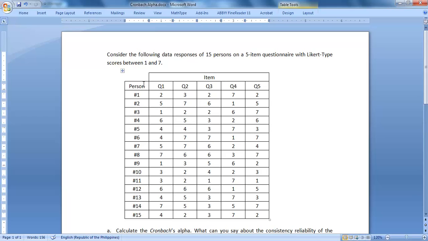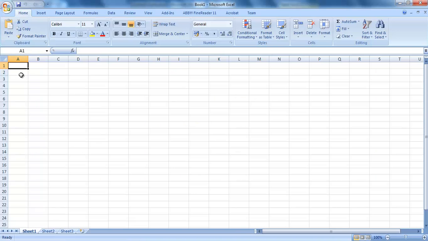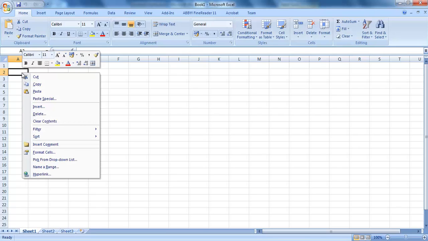So I'm going to simply copy. Then I'm going to place the responses on a worksheet.